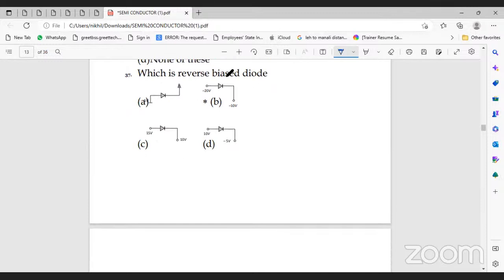Can you choose the reverse bias? See here, this is P, this is N. P is connected to -20, N is connected to -10. So -10 is more compared to -20. This is at high voltage, this is at low voltage. So the P type is connected to the lower voltage and the N type is connected to the higher voltage. Therefore, this bias is going to be a reverse bias.